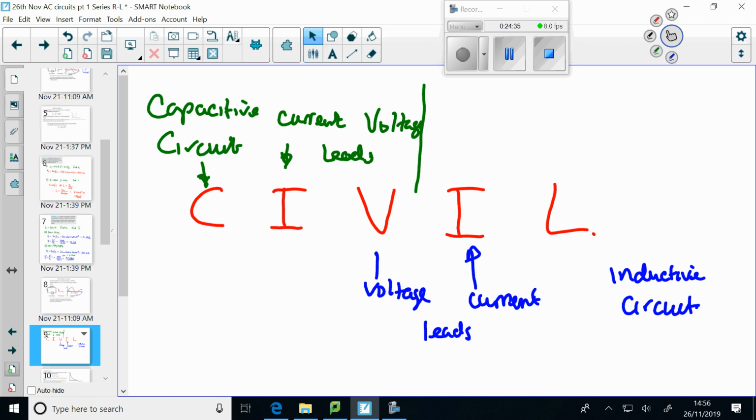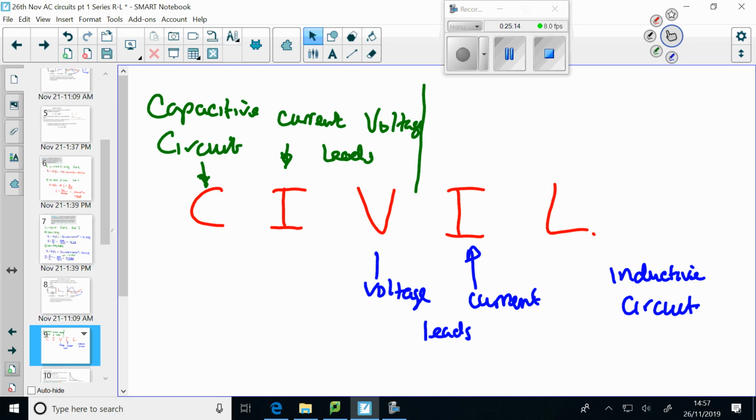Okay. Now there is a proviso on that, and that is when we get to a circuit that's got both components in, a capacitor and an inductor, and possibly a resistor as well. The circuit will still be either overall inductive in nature because the inductive reactance is bigger. We're coming on to this next week. Or it'll be overall capacitive because the capacitive reactance is bigger. These two quantities work against each other, and so it's which one's the biggest that takes over.